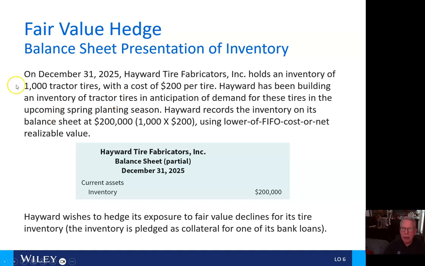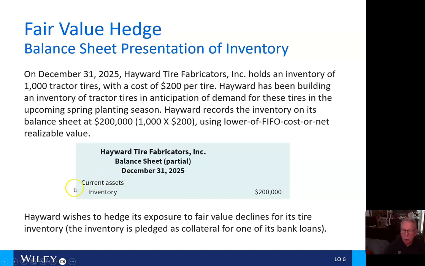Okay, let's look at an example of that, how we would present that. On December 31, Hayward Tire Fabricators holds an inventory of 1,000 tractor tires with a cost of $200 per tire. Hayward has been building an inventory of tractor tires in anticipation of demand for these tires in the upcoming spring planting season. Hayward records the inventory on its balance sheet at $200,000, 1,000 tires times $200 per tire, using the lower of FIFO cost or net realizable value.